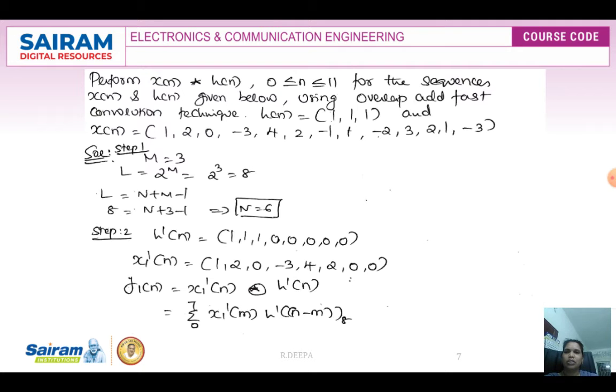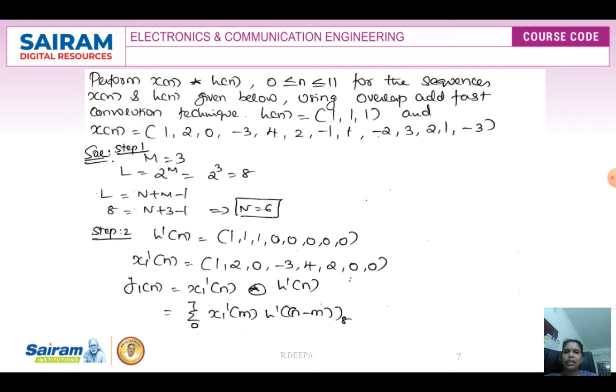So we know M is equal to the length of h of n given. So what is h of n given? 1 1 1. So there are 3 samples. So put M is equal to 3. And L you can calculate provided N and M are given, whereas N is not specified in the problem, so we can take the other formula as 2 power of M. So 2 power of 3, it is 8.